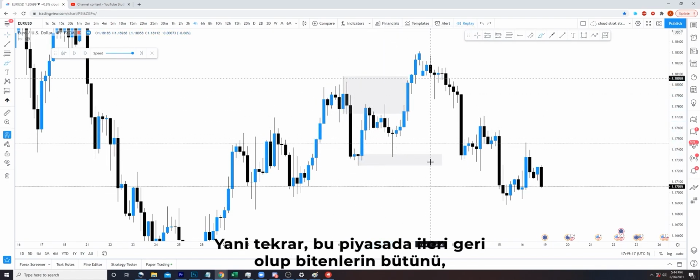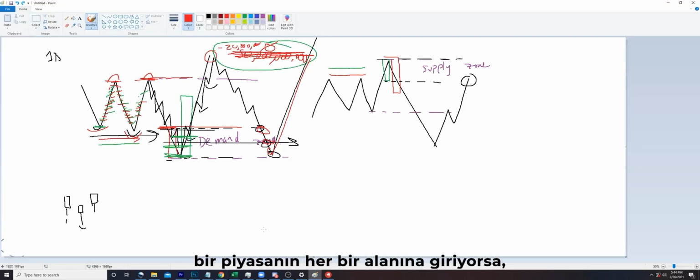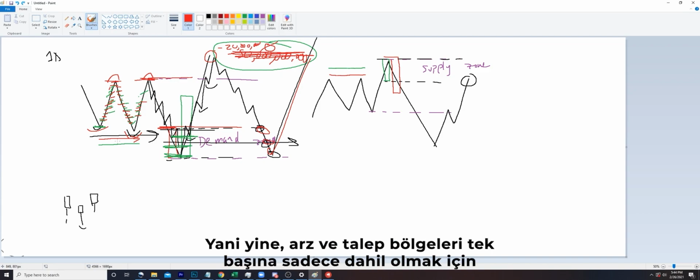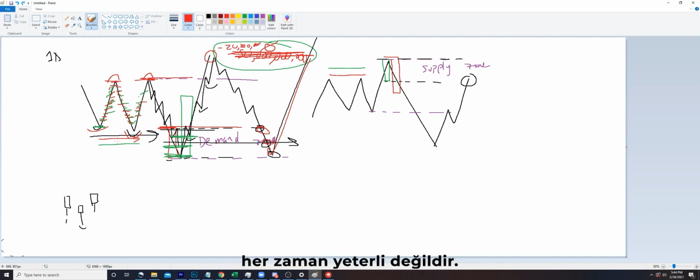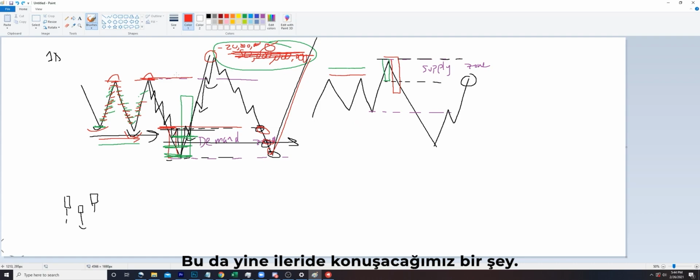So again, the entirety of what goes on in this market back and forth can be explained with the mitigation of supply and demand zones back and forth. Because what's happening is, like we said, if the Composite Man is entering in every single area of a market, then we can expect mitigations at multiple areas, even if they are not within structure. So again, supply and demand zones alone are not always good enough to just get involved. You need to wait for potential confirmations. This is something we'll again talk about down the line.